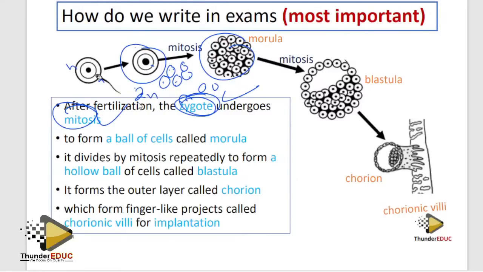So after fertilization, a zygote is formed, which undergoes mitosis to form a ball of cells. This is a mark. Don't say to form morula. Form ball of cells is a mark. Called morula is another mark, which divides mitotically or repeatedly to form a halo. This is also another mark. How do we call this hollow ball of cells? Blastula. It has a hole inside.